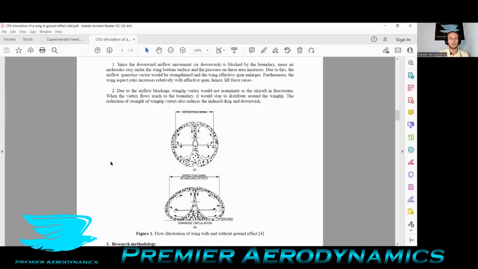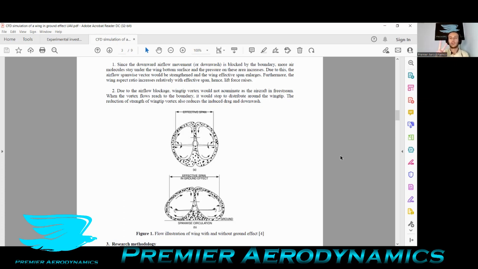So this is the second paper. This is the first paper I was just reading from. This other paper that I'm using explains it quite well, so let's look at this one. It's called CFD Simulation of a Wing in Ground Effect UAV. The link to this is also in the description. This is a picture that they have that explains how ground effect works.